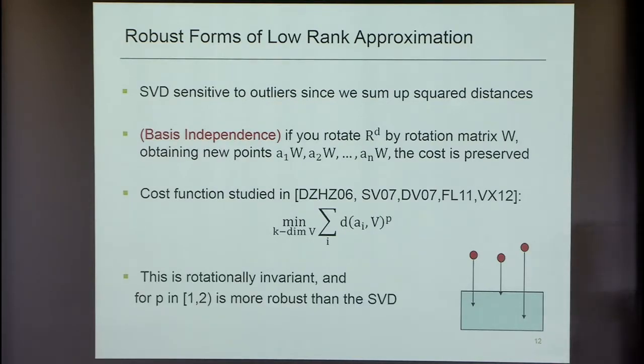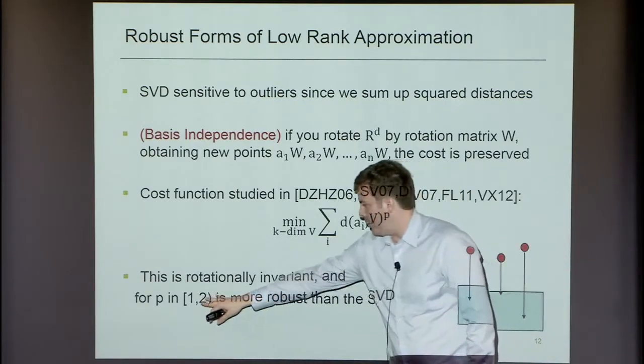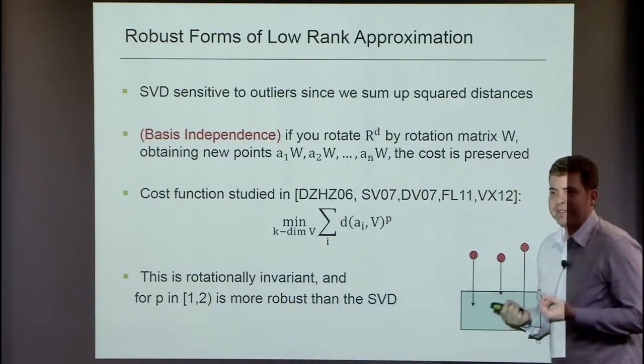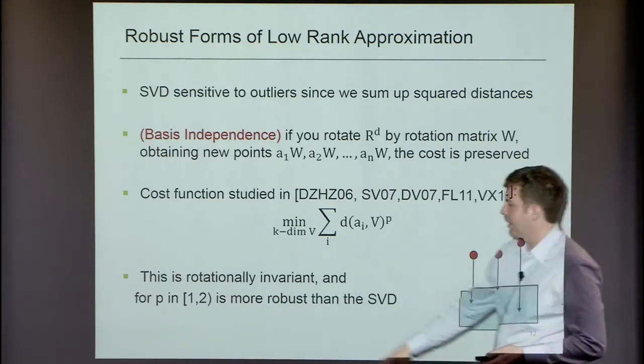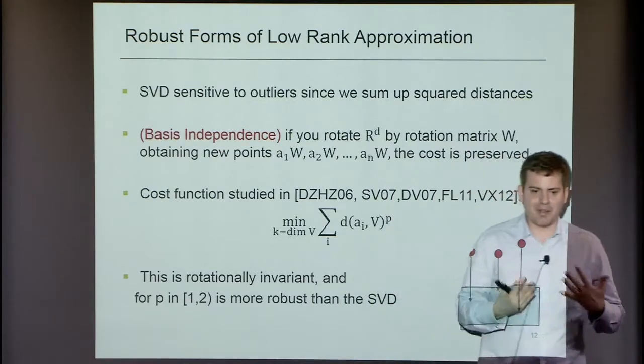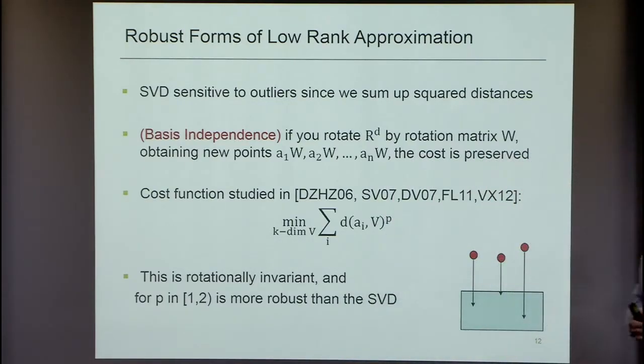The nice thing, though, is that if I choose p to be less than 2, this is more robust than the SVD in the sense that I described. Right? So I'm not squaring these distances. In particular, for p equals 1, it's a question that might even be arguably more fundamental than the SVD. I'm just trying to find a subspace which minimizes the sum of distances of my points to that space. Okay?